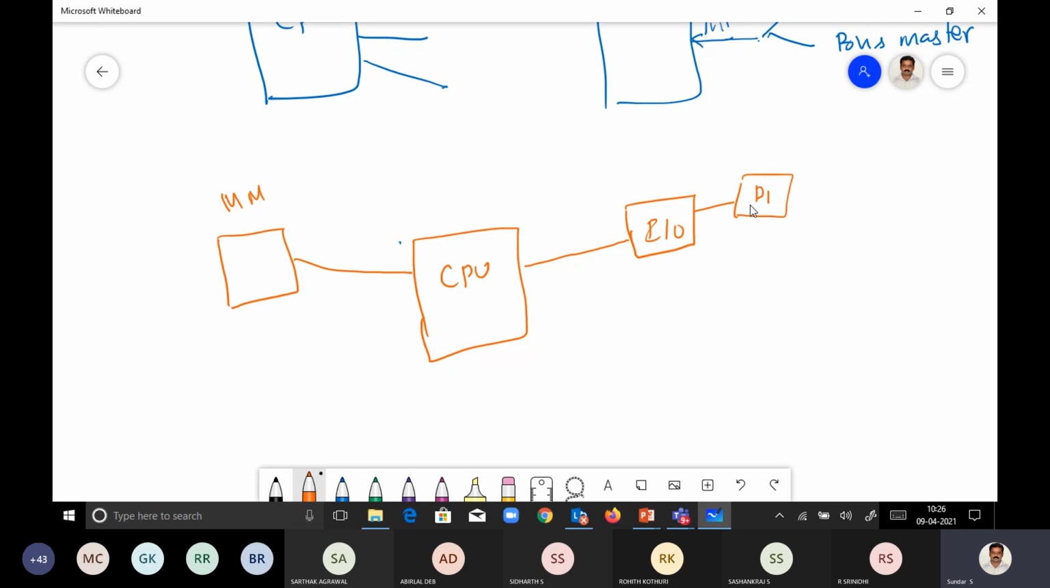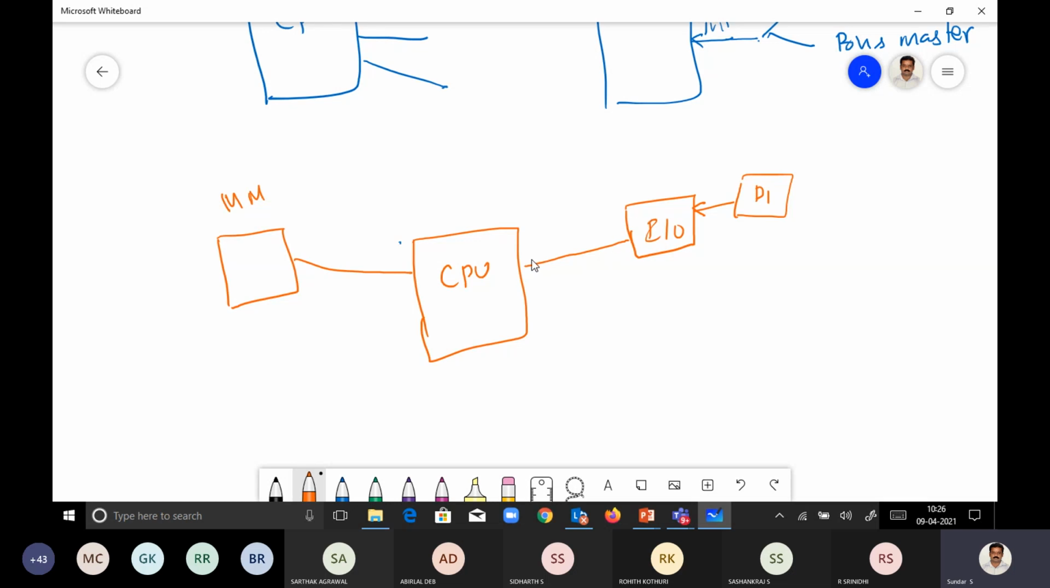Suppose this device wants to store some data into the memory. So the device has some data, it wants to store that data into this memory. Okay, right. Now what will happen? This device will send the data to the IO interface. In the IO interface, we have a data register. So the data will go to the data register of IO interface.